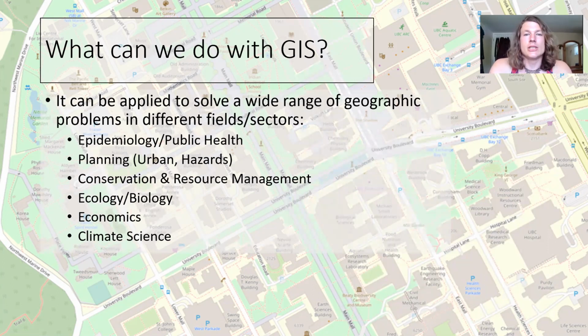So, some of the things that you can do with GIS. It's used to solve problems in a wide range of fields and sectors. Some key examples are epidemiology and public health. You'll do an example of that in lab 1. Planning, both urban planning and hazards planning, conservation and resource management, ecology, biology, economics, climate science. And these are just a handful. There are many other applications. Basically, anything that has a spatial component to the question that you're asking probably has some applications within GIS.